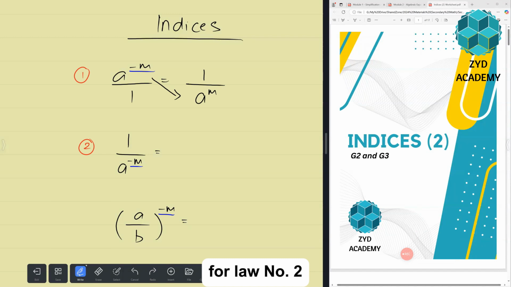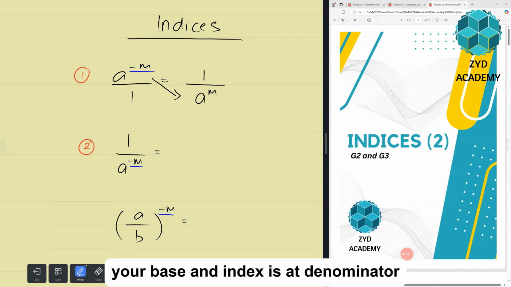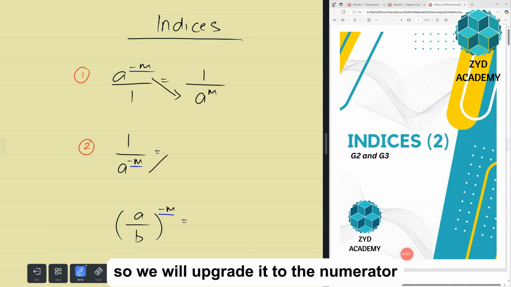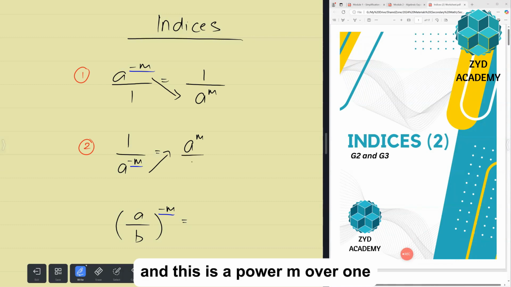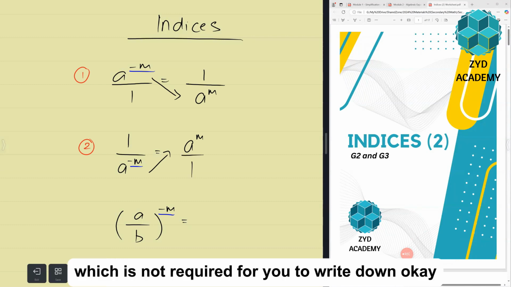Right, for law number 2, your base and index is at the denominator. So we will upgrade it to the numerator. That means we bring up to a power m, and this is a power m over 1, which is not required for you to write down.